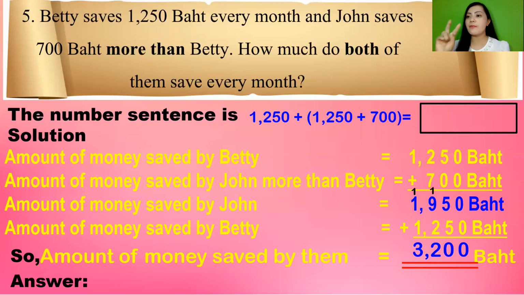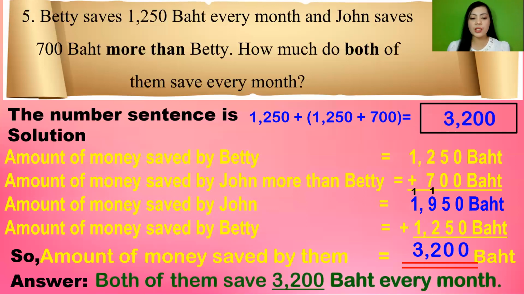So the amount of money saved by the two of them, both of them, is equal to 3,200 baht. So the final answer, both of them saved 3,200 baht every month. Wow, that is very good savings. All right, so that is question number 5.